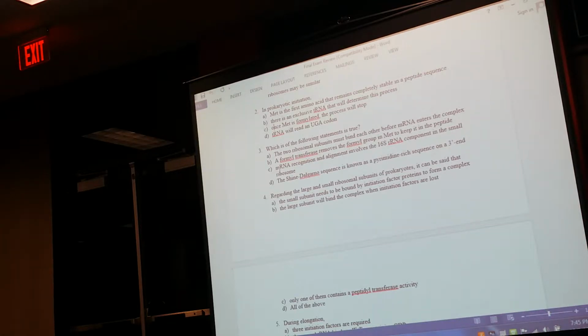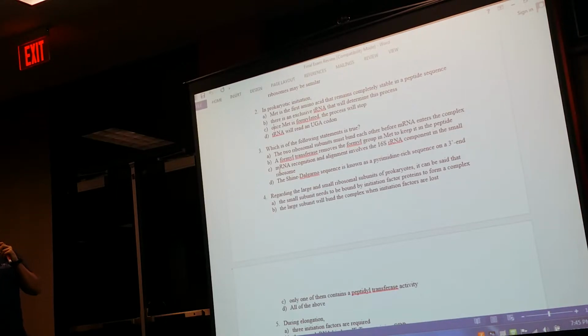Which of the following statements is true? The two ribosomal subunits must bind each other before mRNA enters the complex. That is false. Remember that mRNA must first bind to the small subunit by itself. The large subunit will come in later, after the initiation factors are released.